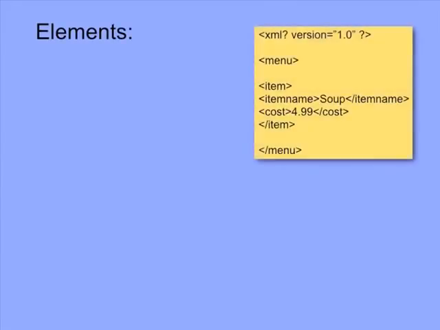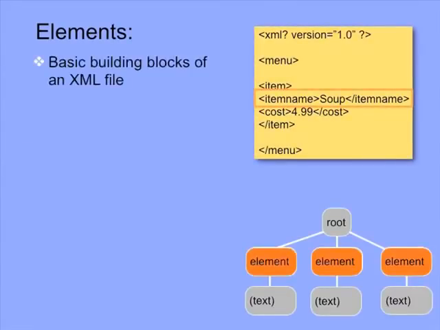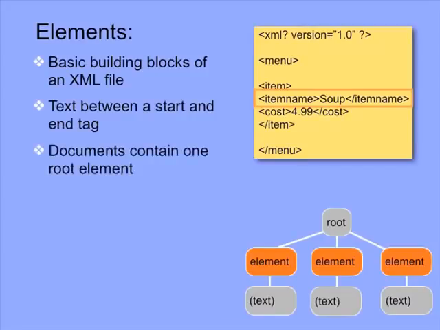Elements are the basic building blocks of an XML file. Elements are the text between a start and end tag. Documents contain one root element, but can also contain several nested elements.